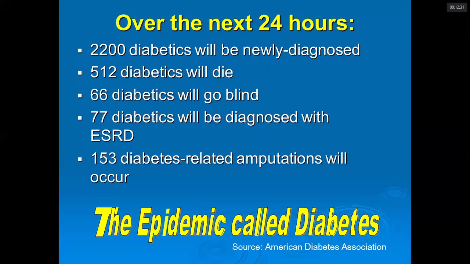Over the next 24 hours, what's going to happen? More than 2,000 diabetics will be newly diagnosed. More than 500 diabetics will die. More than 6 diabetics will go blind. More than 77 diabetics will be diagnosed with end-stage renal disease. And more than 150 diabetes-related amputations will occur. This is the epidemic called diabetes, from the American Diabetes Association. This is what's going to happen in the United States, not over the world, just in the United States.